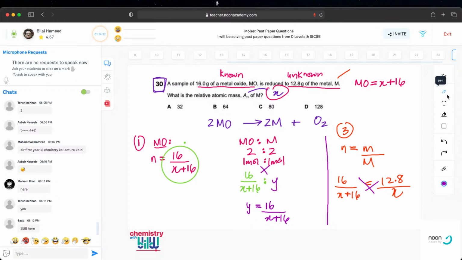Basically, 12.8 over x is the moles of M. 16 over x plus 16 is the moles of MO, but the ratio is 1:1. So they're both equal. You equate them and you solve for x. You're solving for the middle part of the question this way. And you solve for x this way. Can anybody tell me what the answer is? Even I am yawning right now.